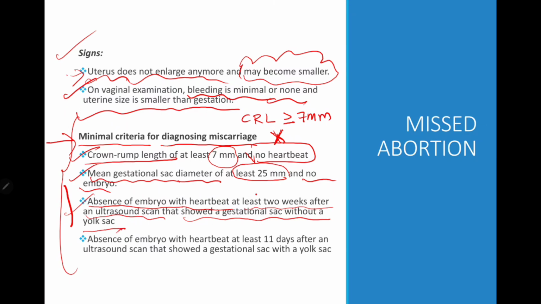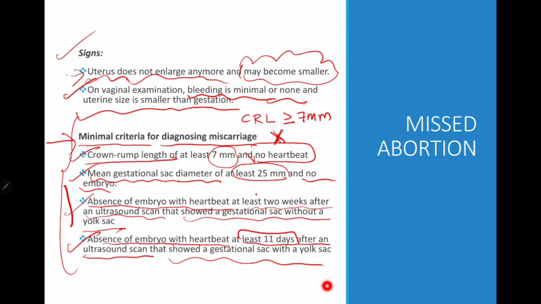So what is the second criteria? Mean gestational sac diameter of at least 25 mm and no embryo. Then absence of embryo with heartbeat at least 2 weeks after an ultrasound scan that showed a gestational sac without a yolk sac. And the fourth criteria is absence of embryo with a heartbeat of at least 11 days after an ultrasound scan that showed a gestational sac with a yolk sac.